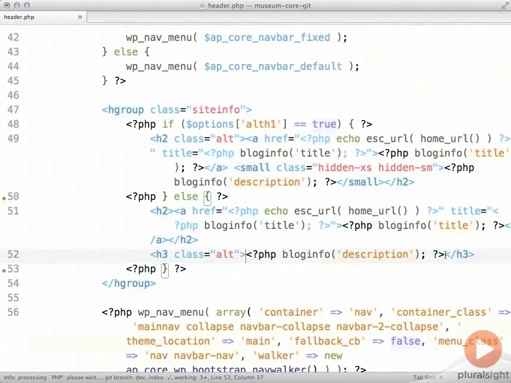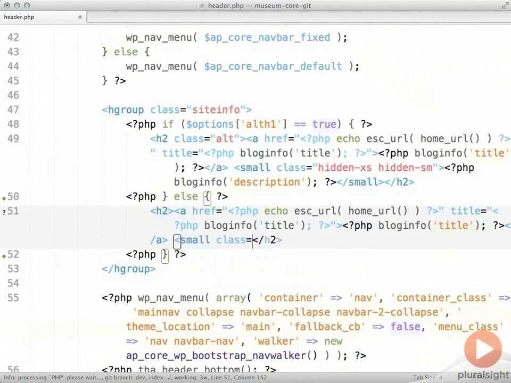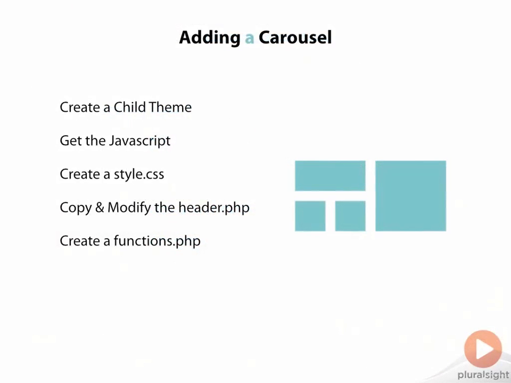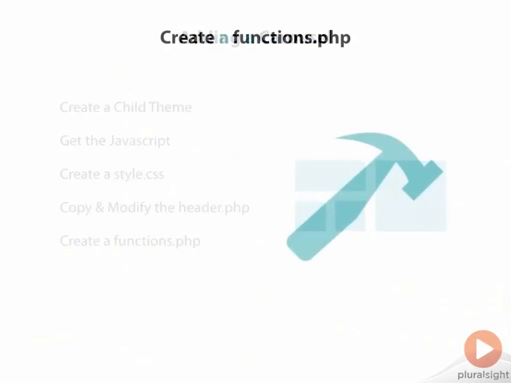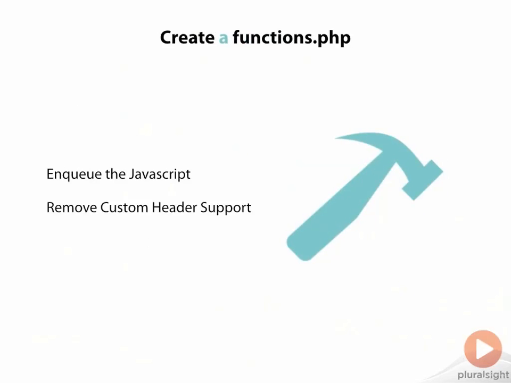Next, I'll put the tagline on the same line as the site title with the Bootstrap small styles. I've got everything set up to add my carousel, but before I do that, I'm going to create a functions.php so I can load in the JavaScript and remove the theme support for custom headers.